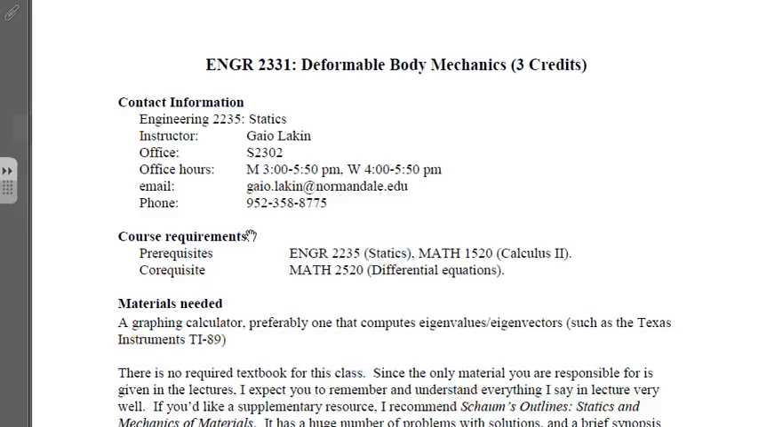So this is the syllabus. It's up on D2L. If anybody is new to Normandale and isn't used to getting on D2L, come talk to me after class. It should be easy to set up your account, but D2L is where everything in the class is going to be posted. Any news is going to be up there, so you should definitely get in the habit of going to the D2L site regularly, say every day.